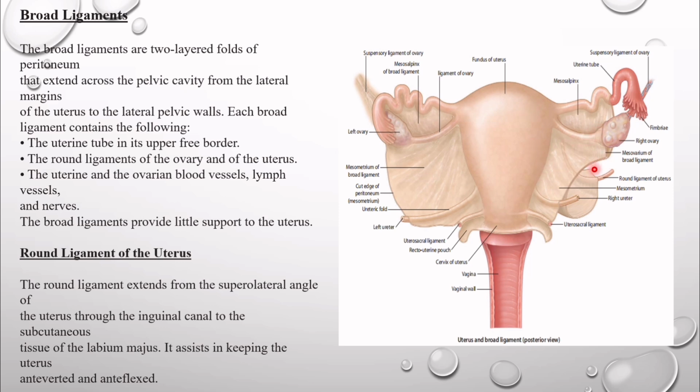Then we have the round ligament of the uterus, which comes from the uterus. It's a remnant of the gubernaculum and goes through the what? The inguinal canal, to attach to the labia majora. But the ovary is in the pelvic cavity. It does not descend to the labia majora. It stays in the pelvic cavity. And this round ligament of the uterus will help the uterus to be anteverted and anteflexed.